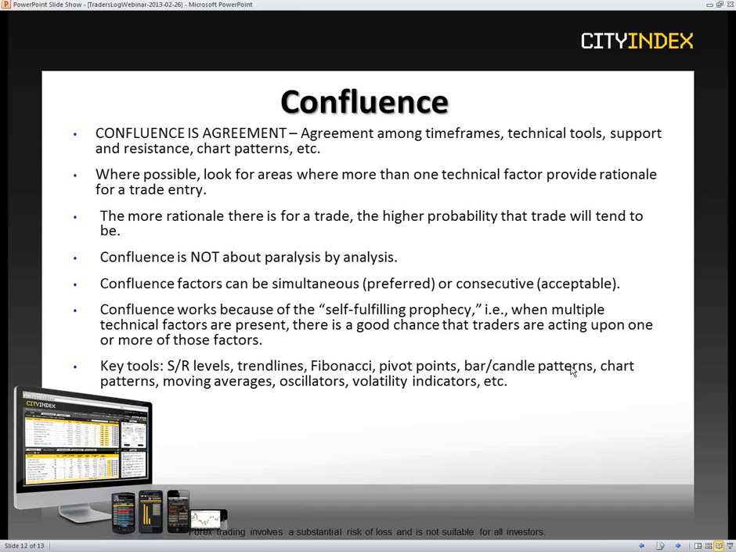So if that all comes together at around the same price level, then you have a higher probability that all these traders are looking at essentially the same price level, and you have a good chance, or a good probability, that something might happen at that level. So that's why confluence works. Okay.